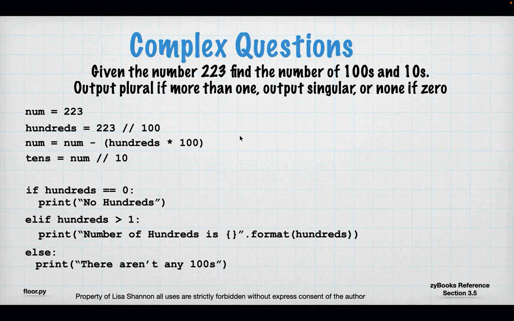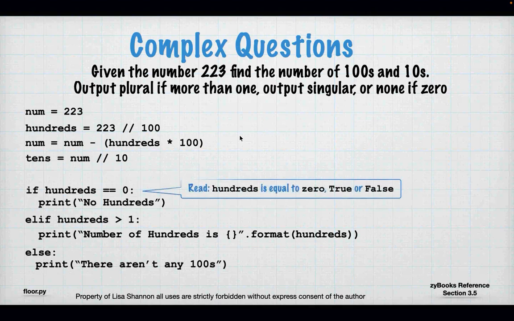The decision part is, first of all, I have to say, do I have any hundreds? So I do that by saying, if hundreds is equivalent to 0, then I don't have any hundreds. And that's what I'm going to print out. Then I'm going to say, okay, if I do have hundreds, I'm going to drop to the elif statement, and I'm going to have, are there more than 100s? That's hundreds greater than 1. And if that is true, I'm going to print number of hundreds is, and then I'm going to put the number of hundreds in there. Otherwise, I'm going to say there aren't any hundreds.